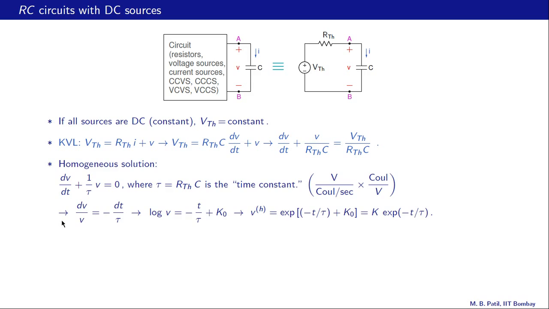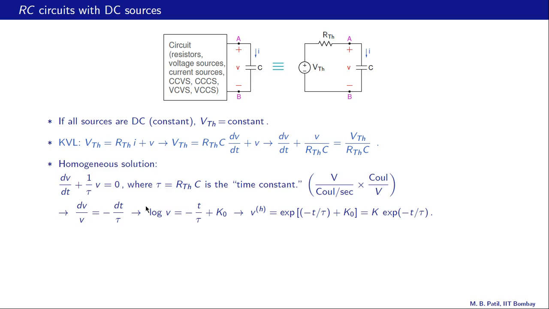Let us now get the homogeneous solution. We rewrite this equation as dV by V equal to minus dt by tau. Now we can integrate both sides. The integral of the left hand side will give us log of V. This log of course is to the base e, and the integral of the right hand side will give us minus t by tau, and there is an integration constant here which is k0.